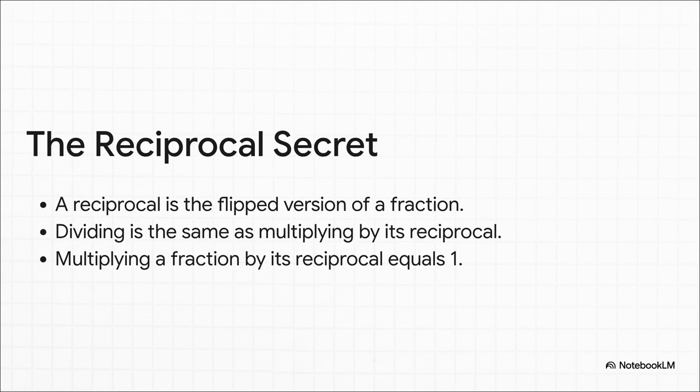3/4 simply becomes 4/3. And the magical rule of mathematics is that dividing by a rational number is exactly the same as multiplying by its reciprocal. When you multiply a fraction by its reciprocal, they totally cancel each other out, leaving you with a product of exactly 1.